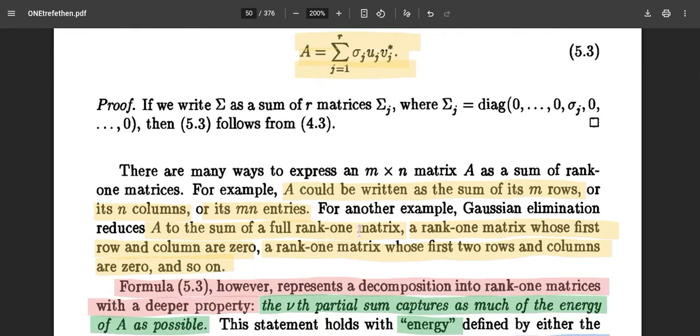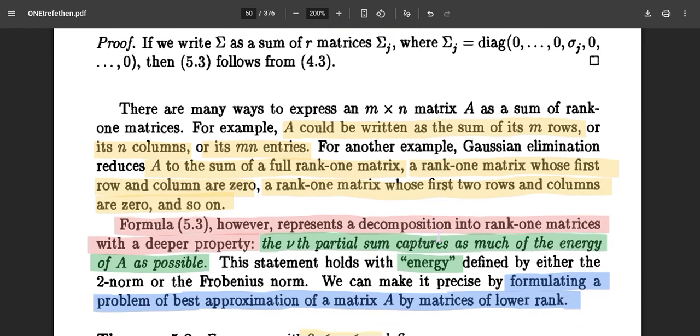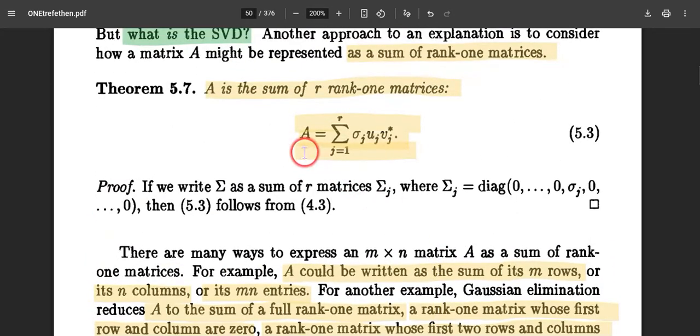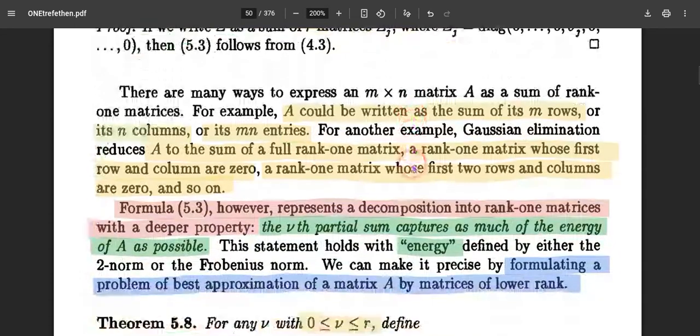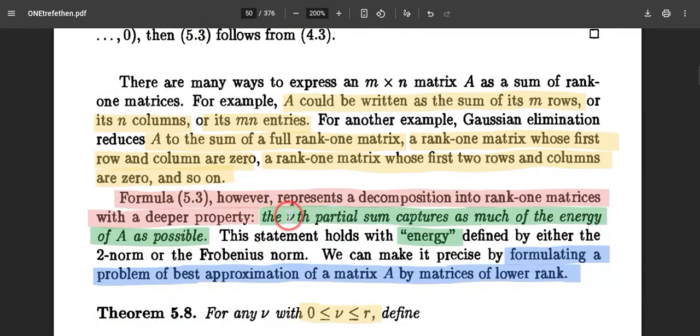So there are other ways of rank 1 updates. It's also related to Gaussian elimination, but this rank 1 update has a special property. The reason is the rank and the sum. Let us say we express A as a sum of rank τ rank-one updates. This can be less than R.